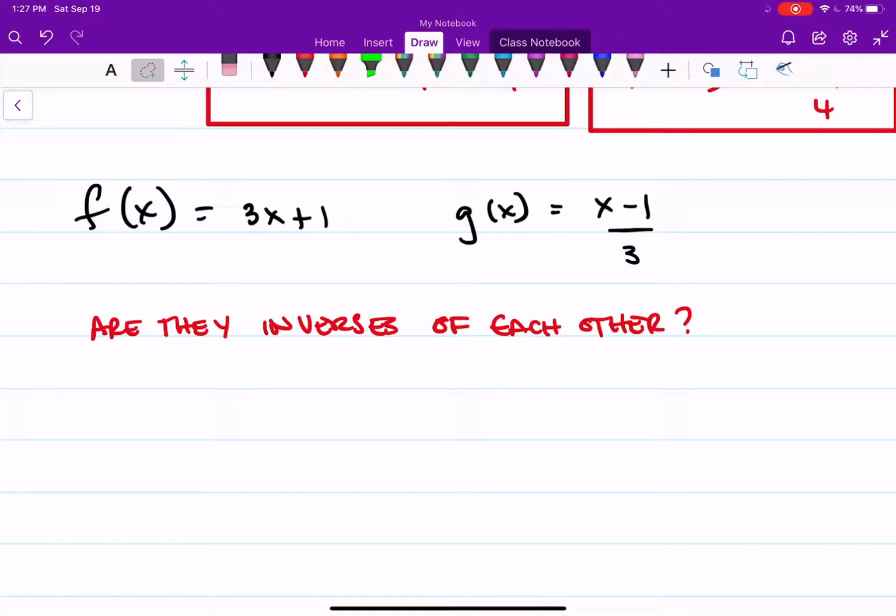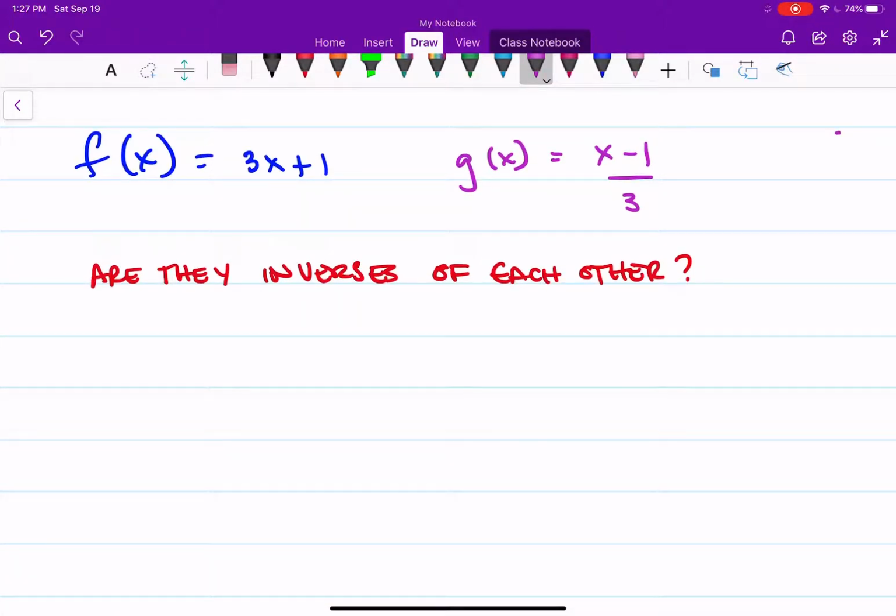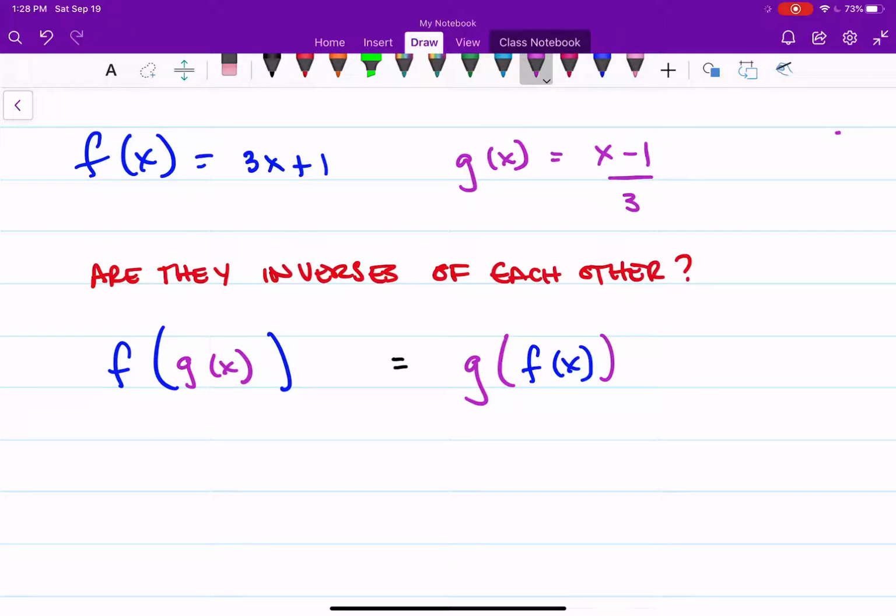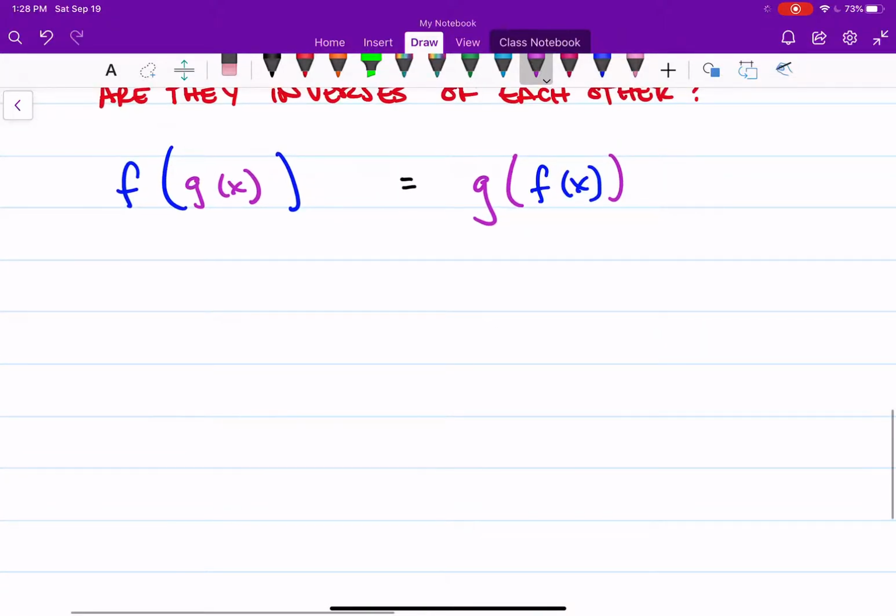Okay, so let's first make these different colors. Let's go purple. Okay, so in order to figure if that's true, what I want to do is I want to find the f of g of x and see if that is equal to g of f of x. And if they are the same, then I do know that they are the inverses of each other. So let's go ahead and do that. Let's find the f of g of x.